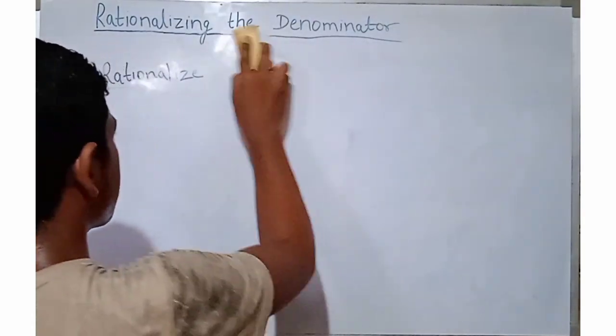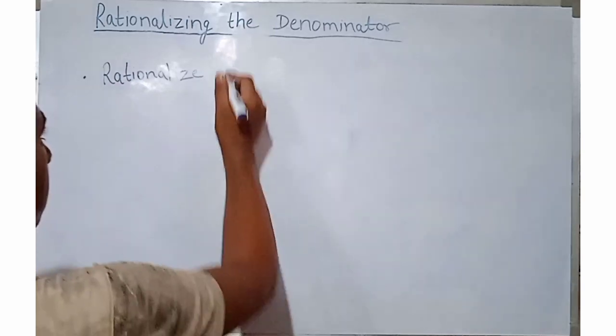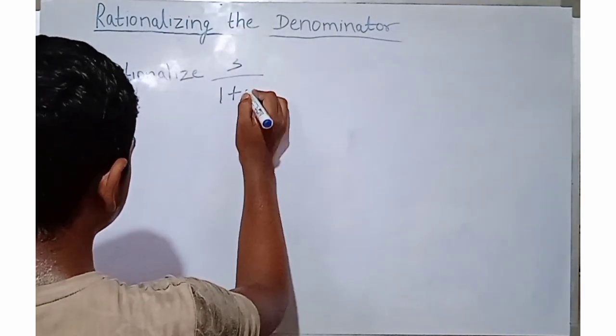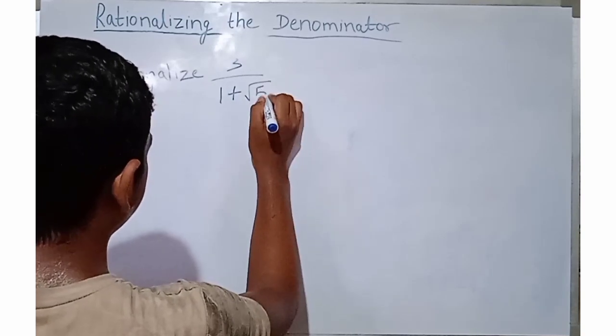The next is, rationalize 3 by 1 plus root 5.